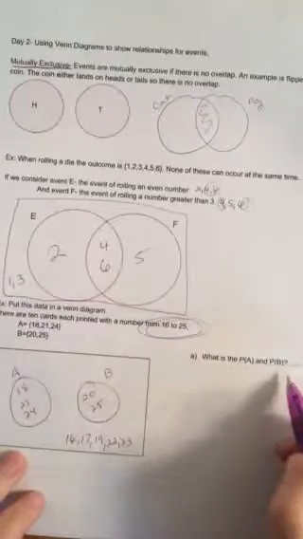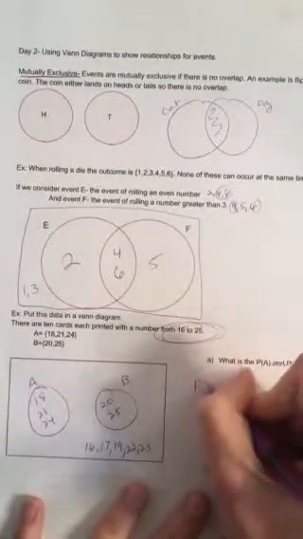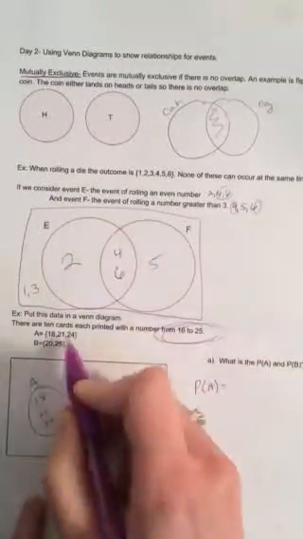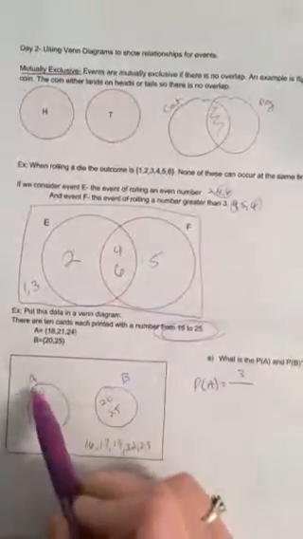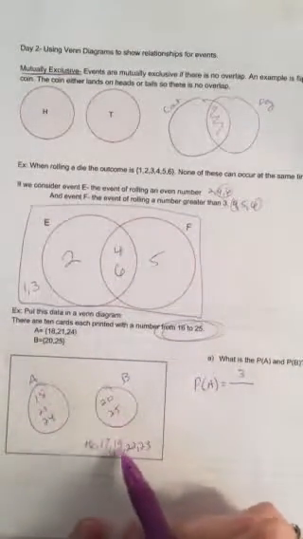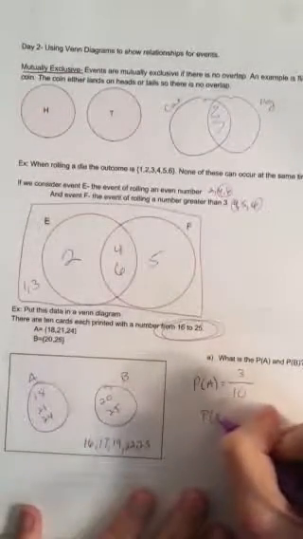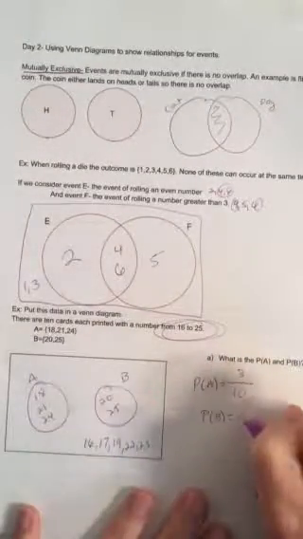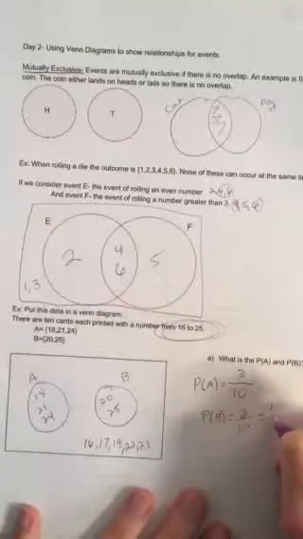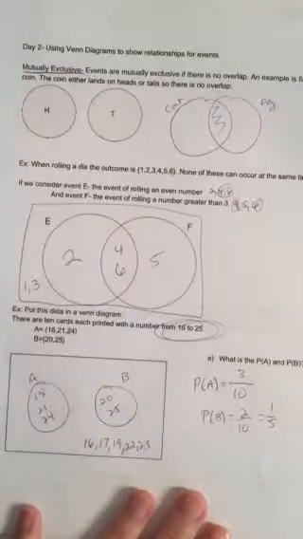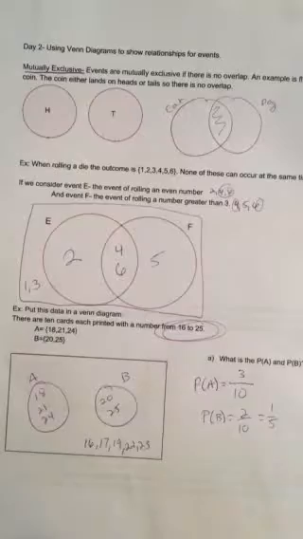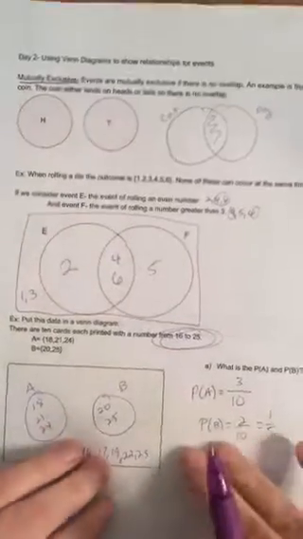My question here is, what is the probability of event A? Remember, there's 3 options, so my top number is 3, and I have 1, 2, 3, 4, 5, 6, 7, 8, 9, 10 total options, okay? Probability of event B would be 2 options out of 10, which reduces to 1/5. So the Venn diagram just helps you to organize the information.